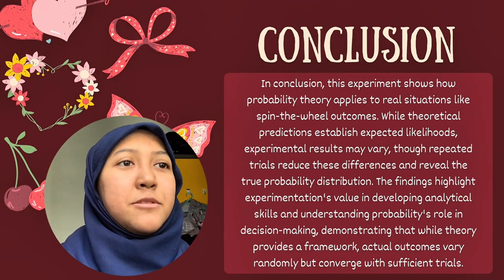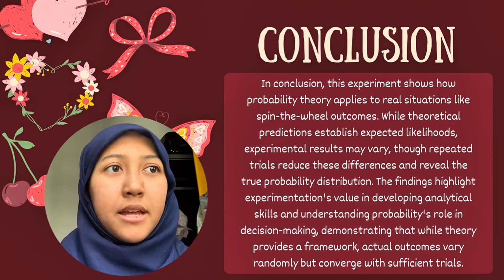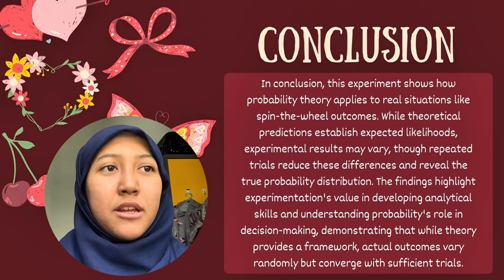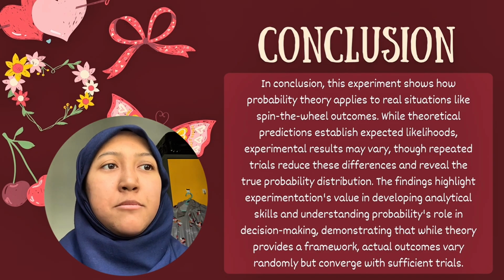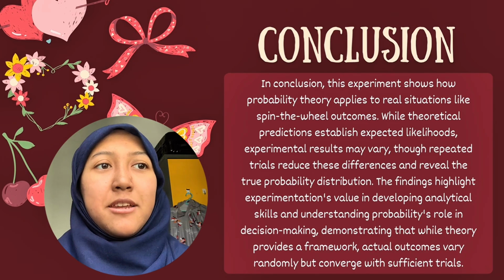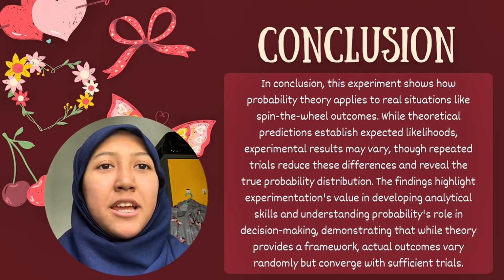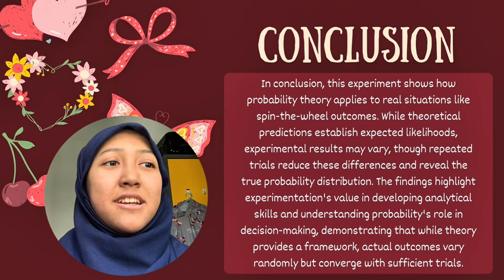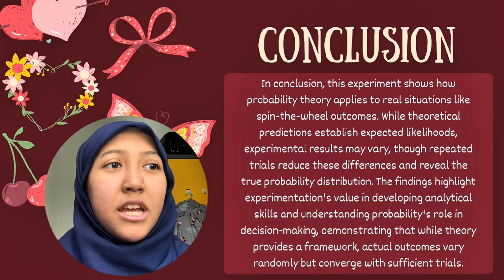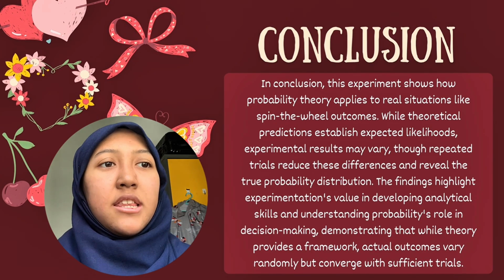In conclusion, the experiment shows how probability theory applies to real situations like spin the wheel outcomes, while theoretical predictions establish expected likelihoods. Experimental results vary, but repeated trials reduce these differences and reveal the true probability distribution. The findings highlight experimentation's value in developing analytical skills and understanding probability's role in decision making, demonstrating that while theory provides a framework, actual outcomes vary randomly but converge with sufficient trials.